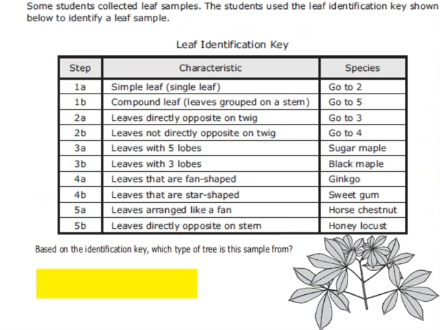Here's one with plants. The only thing I can tell you is it starts off with a broad category of simple leaf or compound leaf. Just know that a simple leaf is a single leaf. No matter what the shape is, if it's just one leaf, then it's called a simple leaf. If it's leaflets on a stem, then it's a compound leaf. So just keep that in mind.